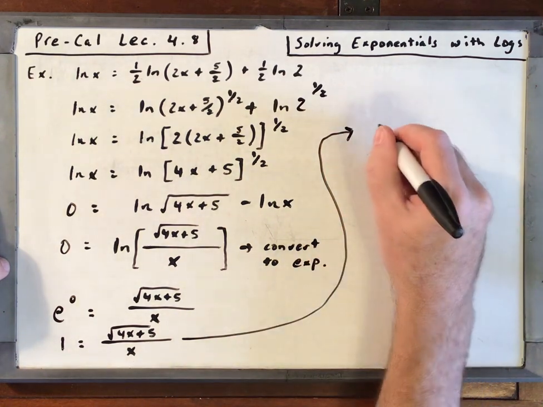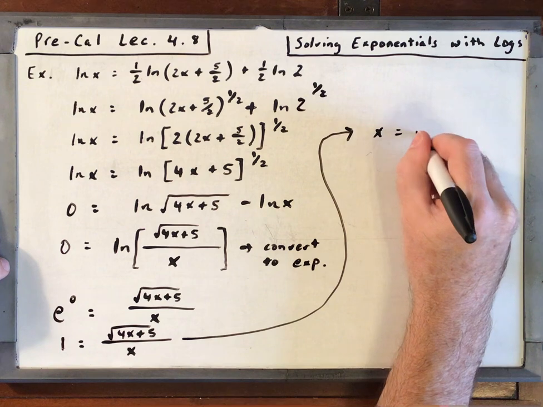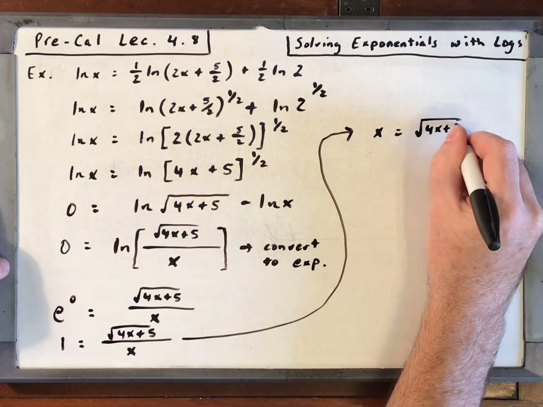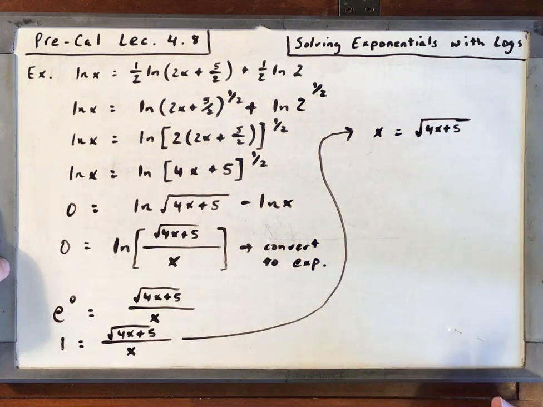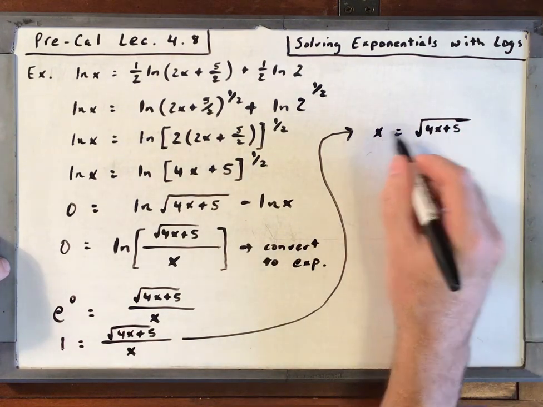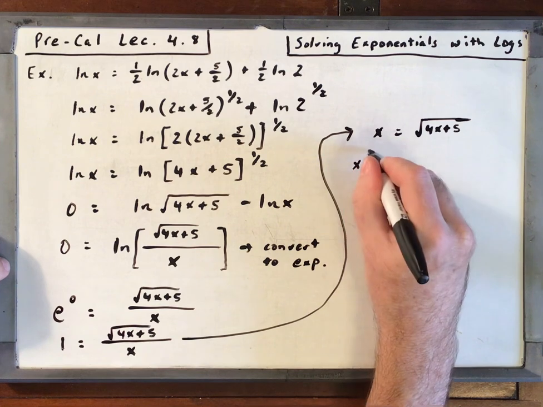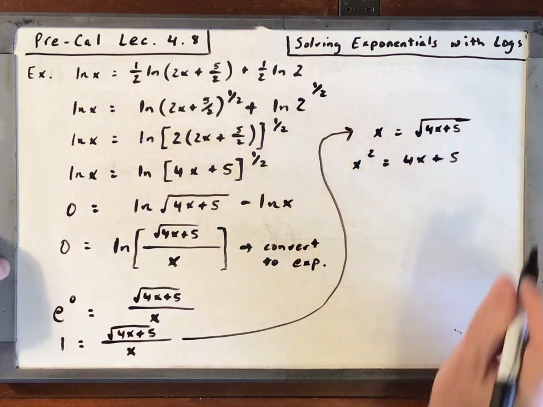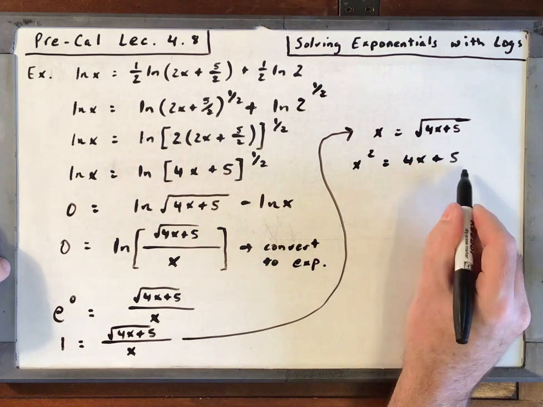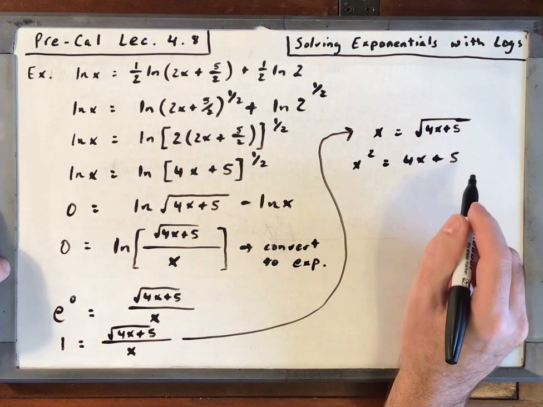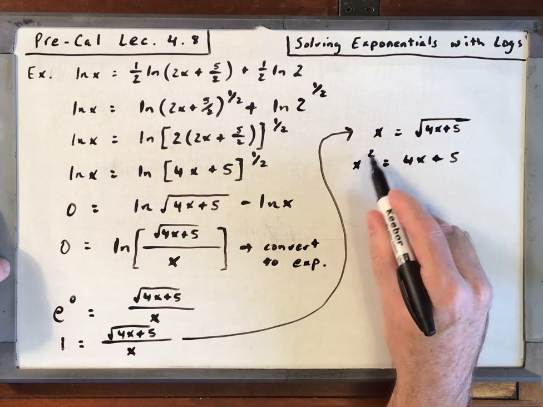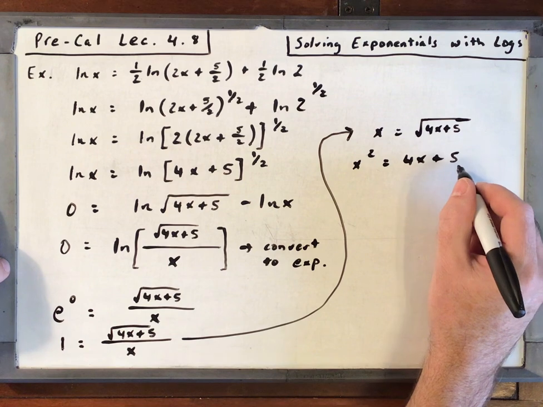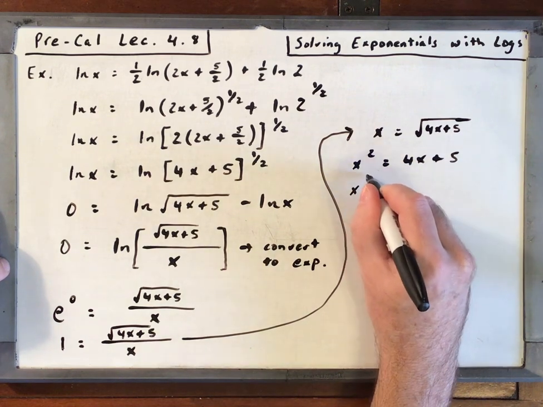To get rid of that fraction, we have x is equal to the square root of 4x plus 5. Well, what did we do when we had a radical? What do we do to get rid of the radical? We're going to square both sides. x squared is equal to 4x plus 5. Now this might introduce an extraneous solution. We'll worry about that later. All right, now we have a quadratic equation because we squared both sides. What are we going to do? Set it equal to 0 and factor.